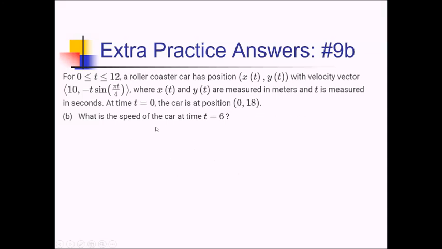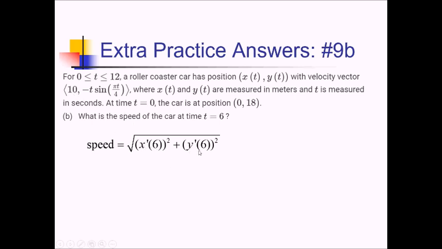On this part of the problem, they want the speed of the car at time 6. So in general, we're going to need the square root of x prime of 6 squared plus y prime of 6 squared. Now, we actually have to plug in some numbers here for this. x prime of 6, well, x prime of everything is just 10, so that one's not so bad.